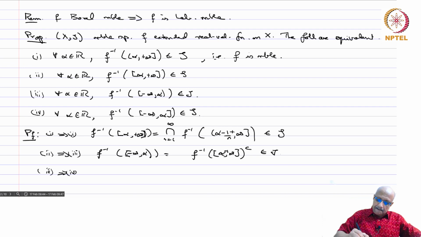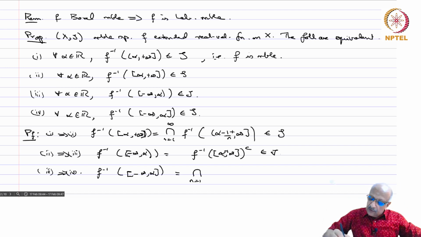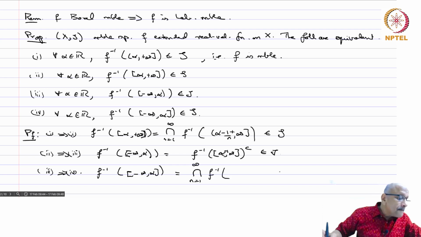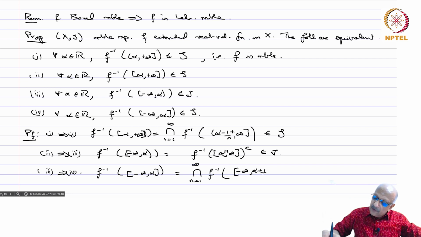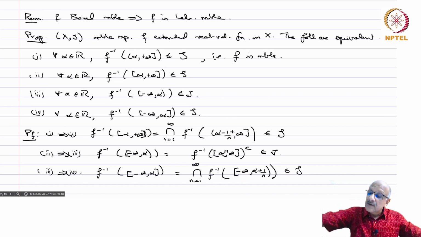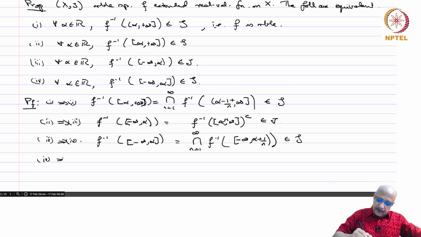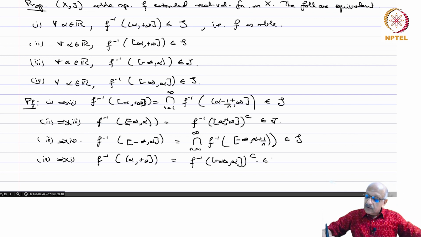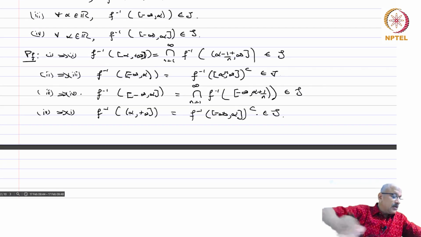So 3 implies 4. f inverse of (minus infinity, alpha] equals the intersection over n equals 1 to infinity of f inverse of (minus infinity, alpha plus 1/n), and therefore again this belongs to S, because by 3 each of these is in S and the intersection is in S. And then 4 implies 1 again by complementation: f inverse of (alpha, plus infinity] is nothing but the complement of f inverse of (minus infinity, alpha], and therefore this also belongs to S, and consequently all these conditions are equivalent.